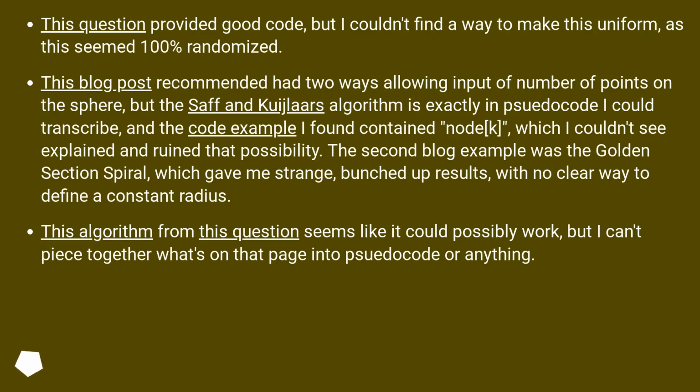This question provided good code, but I couldn't find a way to make this uniform, as this seemed 100% randomized. This blog post recommended had two ways allowing input of number of points on the sphere, but the Saff and Kuijlaars algorithm is exactly in pseudocode I could transcribe, and the code example I found contained node[k], which I couldn't see explained and ruined that possibility. The second blog example was the golden section spiral, which gave me strange, bunched up results, with no clear way to define a constant radius.